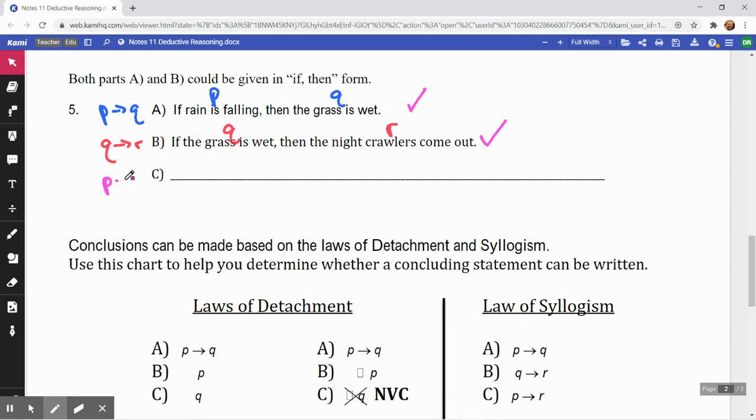Because it was okay to start with P and go to Q, and it was also okay to start at Q and go to R. So in reality, we can start at P and end at R. And I put a Q there. Let's fix that. And we'll just kind of cut out the middle theme. So the end result truly here is that if rain is falling, then the night crawlers come out.